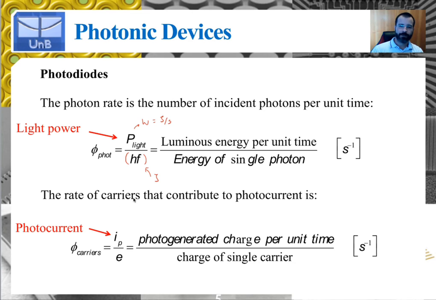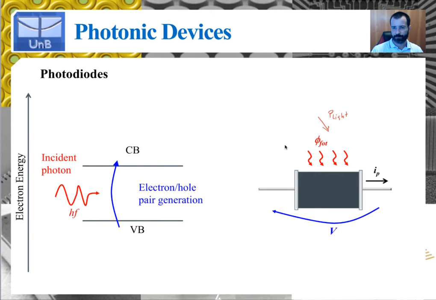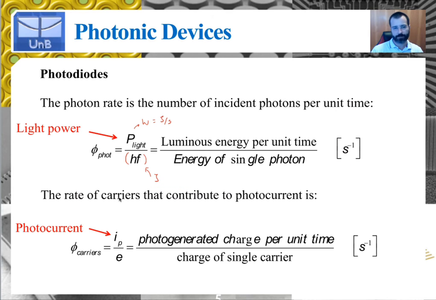Now the rate of carriers that contribute to the photocurrent, which goes in the numerator of the expression for the quantum efficiency, can be found from the photocurrent itself, the current which is produced in the device. So because of the electron hole pairs that are generated in the presence of an electric field, a photocurrent can be generated, and the rate of electrons and holes, or the rate of carriers that contribute to photocurrent, is just this current divided by the absolute value of the elementary charge, or the charge of the electron.